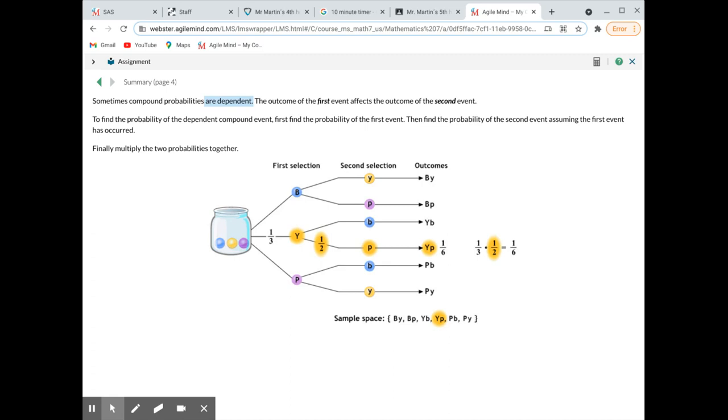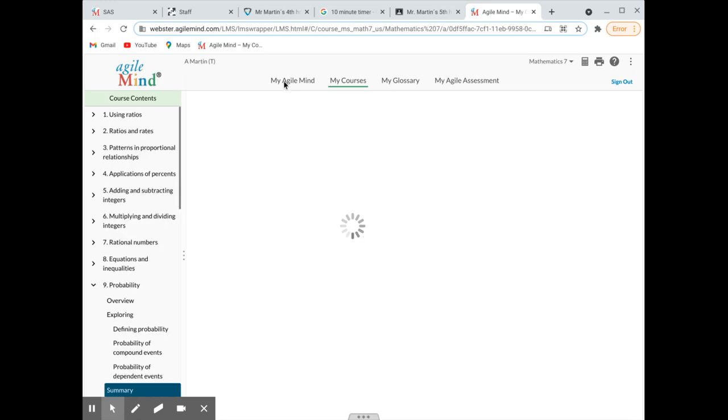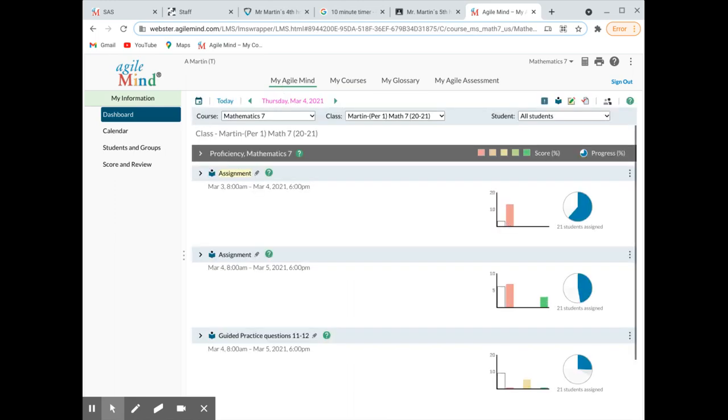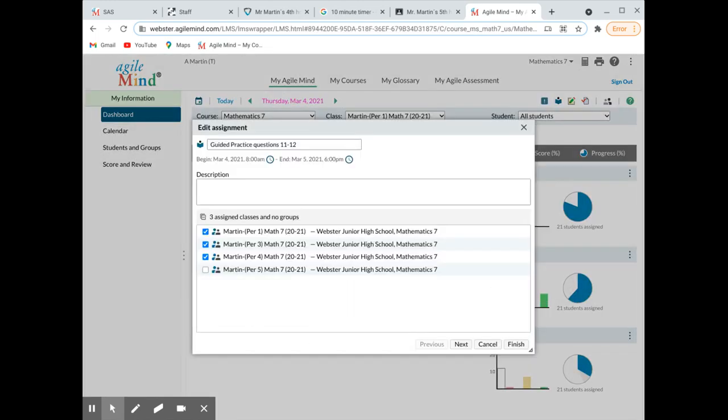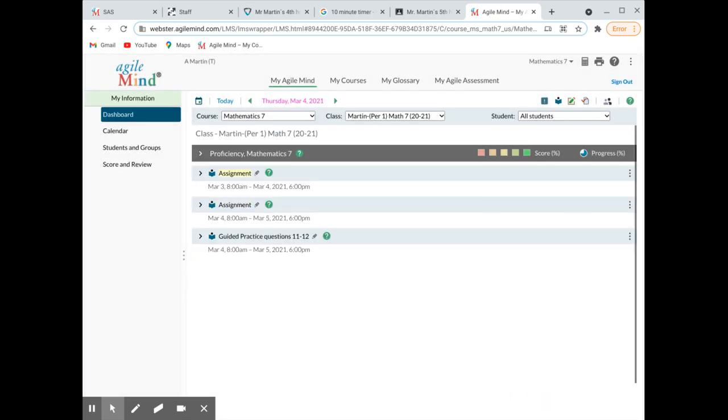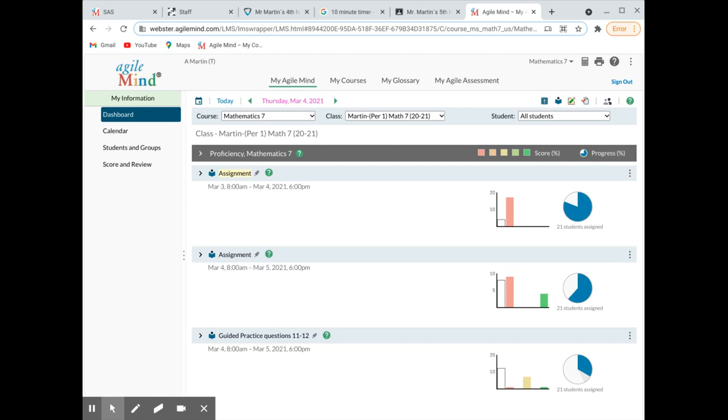However, you have two questions that are going to be put in your agile mind for you to complete right now. And so I'm going to do that right now for you. Now that these are being set up for you to do, what I want you to do is answer questions 11 and 12. If you are at home and you don't have these questions, you can look them up on the guided practice. That's what these are, the guided practice questions. So this is guided practice questions 11 and 12. You're going to do that for me for a grade right now, and you can locate that by going to guided practice questions 11 through 12.